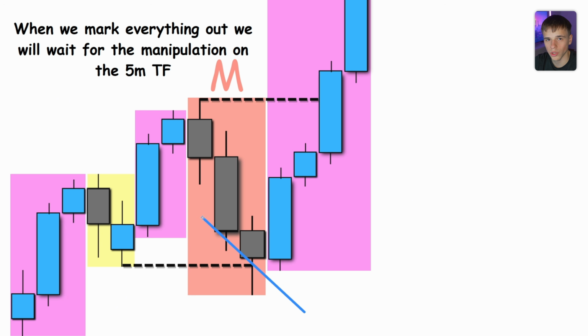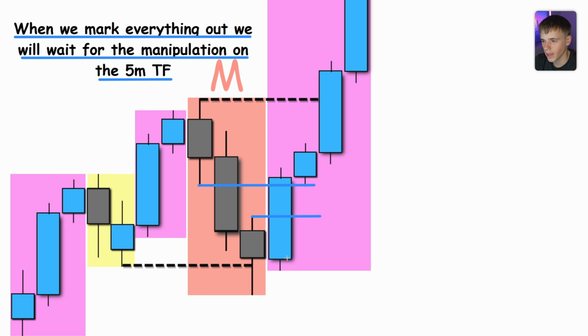So if it doesn't make sense, don't worry, I will explain everything once again. But right now it's important that you understand, once we mark out everything, the correction, the structure, everything, we will wait for the manipulation on the 5-minute time frame. So this fair value gap right here and this disrespect of the fair value gap, we want to see that on the 5-minute time frame. And why on the lower time frame? Because on the lower time frame we are going to be able to get a more refined entry and just get a bigger risk to reward to the upside.